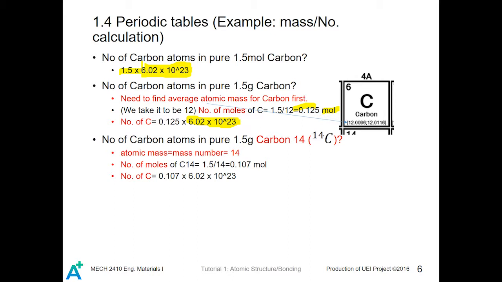And how about the number of carbon atoms in pure 1.5 gram carbon-14? Be careful, this time the atomic mass is equal to 14. Using the same steps, we get the number of carbon atoms. Be careful, this is different from the previous one because their atomic mass is different.